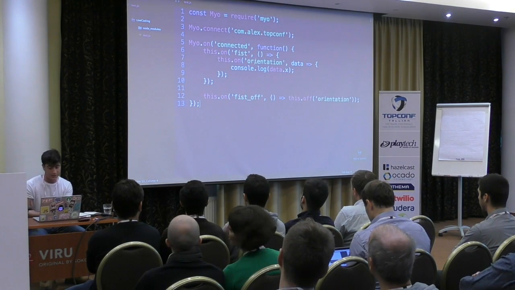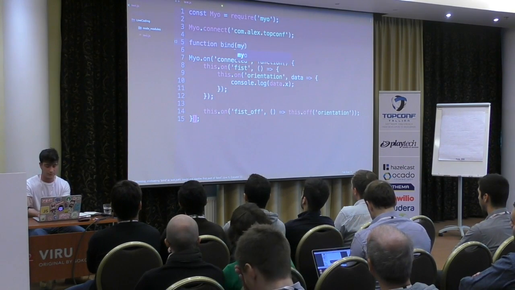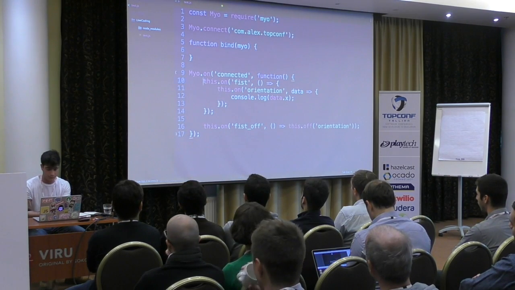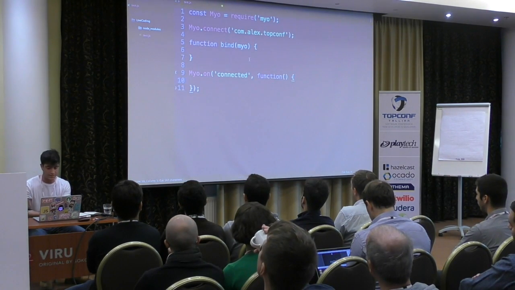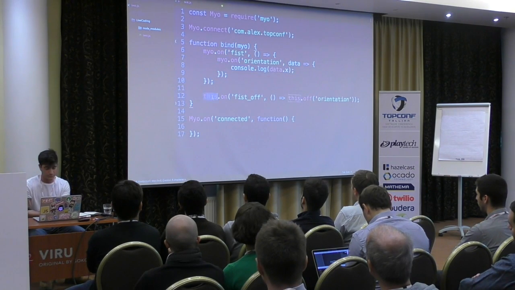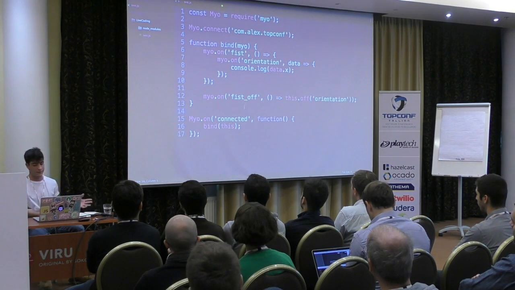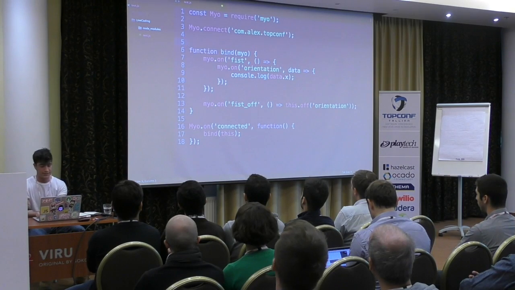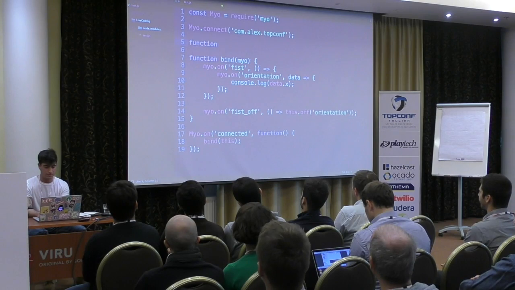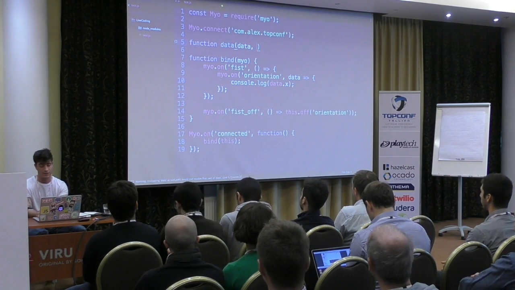Cool. So what I want now is to create a function that just gets my events, so I can put all of this in here. So bind this. I just delegate everything to a function. Now what I want is to display the data in a nicer way. So the function will accept the data, which will be X, Z, or Y, and a string.